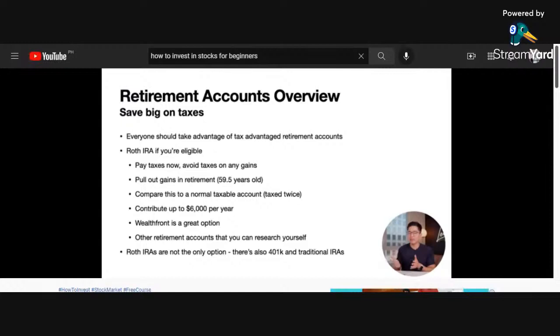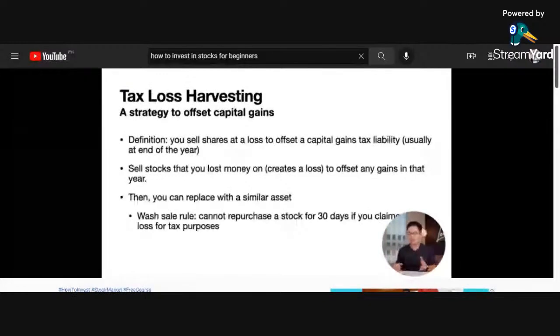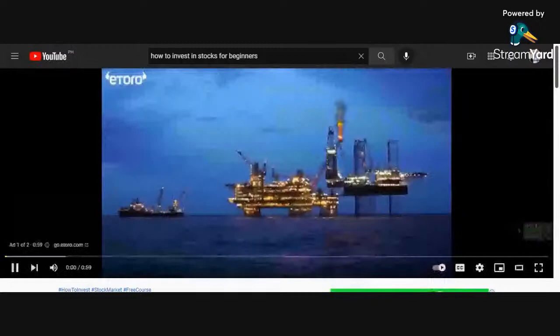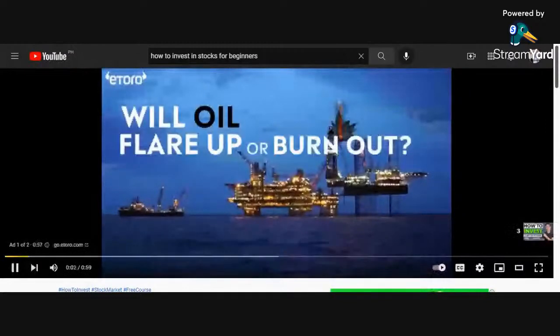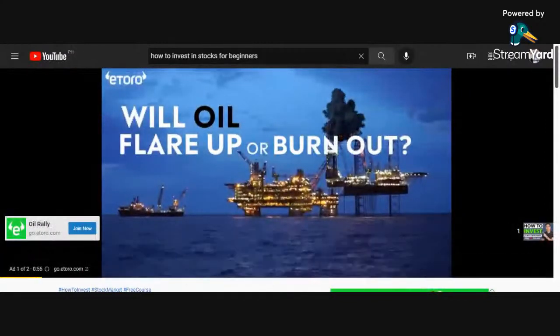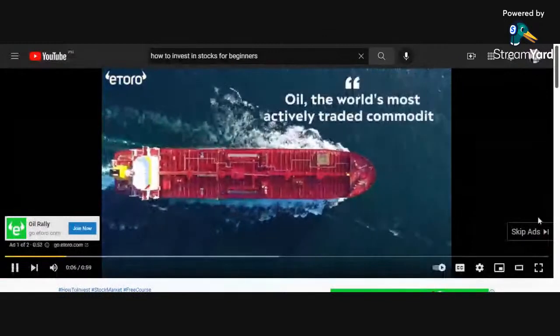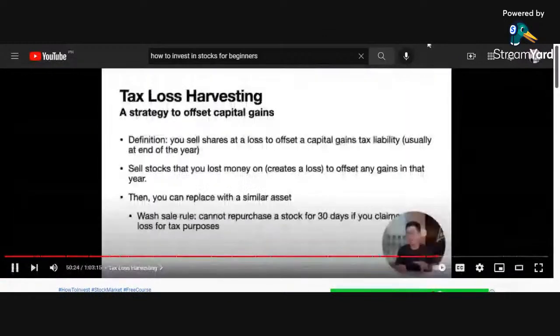The whole definition is you're basically selling shares at a loss to offset a capital gains tax liability.